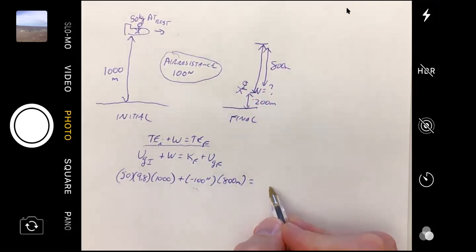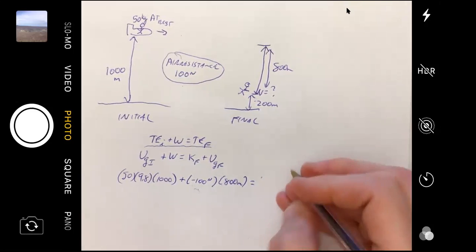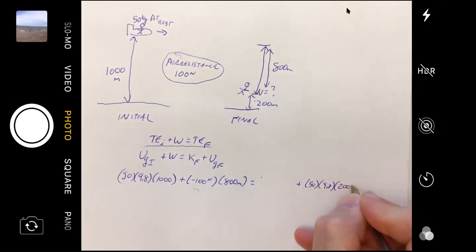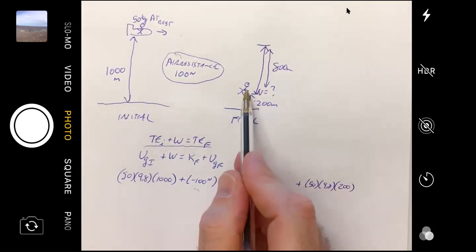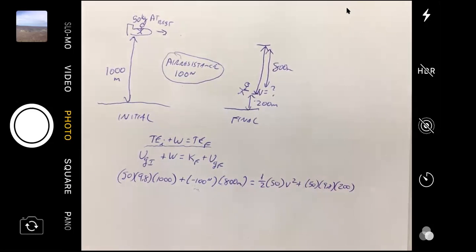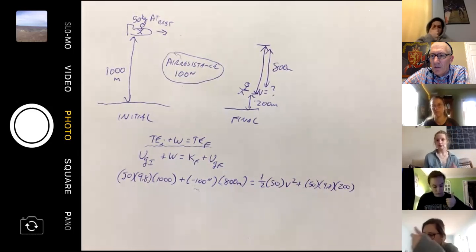Anna, what about the kinetic energy and the potential at the end? What should we write? For potential energy, you should have 50 times 9.8 times 200. Okay, because we are at a height of 200 meters right here at the end. And what about the K? 1/2 times 50 times v squared. Beautiful. Let me look at all of you. Give me a thumbs up either for real or virtually if that makes good sense to you.